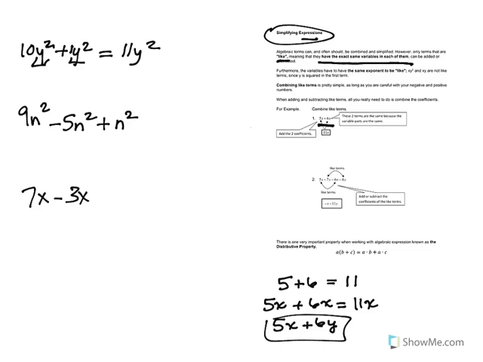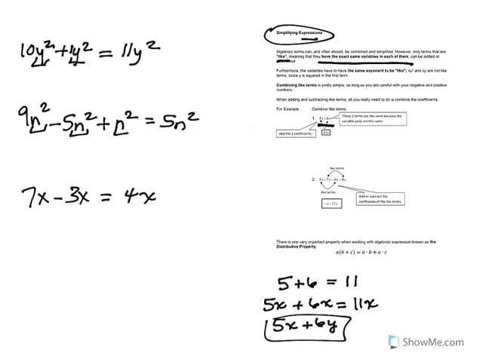All right, next. 9n squared minus 5n squared plus n squared. Everybody's a like term here. So 9 minus 5 is a 4. 4 plus 1, 5n squared. 7x minus 3x, 4x.